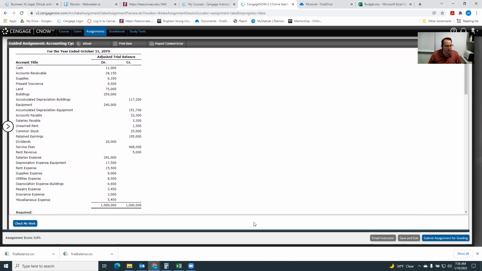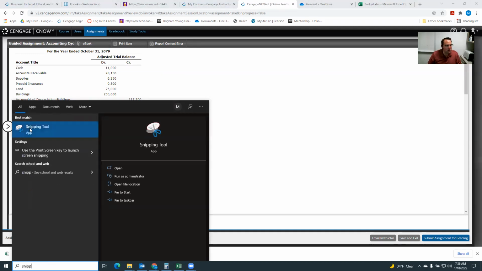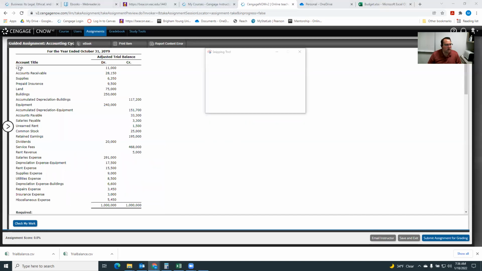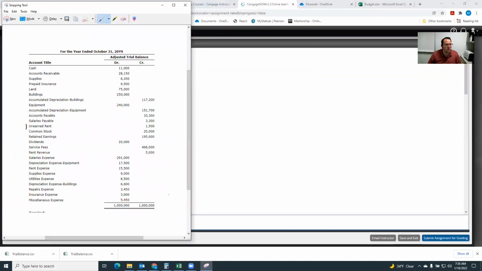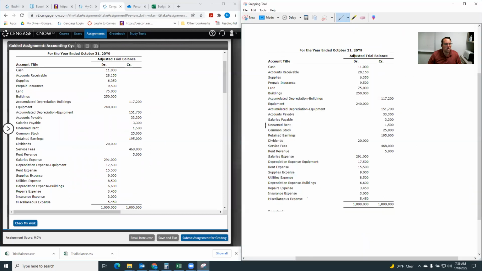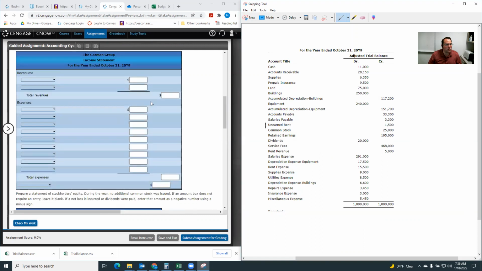So I think what I'm going to do, so I don't have to keep scrolling back and forth, is use my snipping tool. Of course, this isn't a required step, but I'm just doing this to make my life a little easier, so that I can take a little picture of this. There, now I can have a picture of this trial balance right here next to what I'm working on.